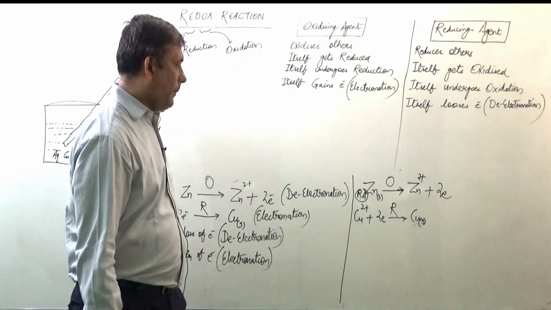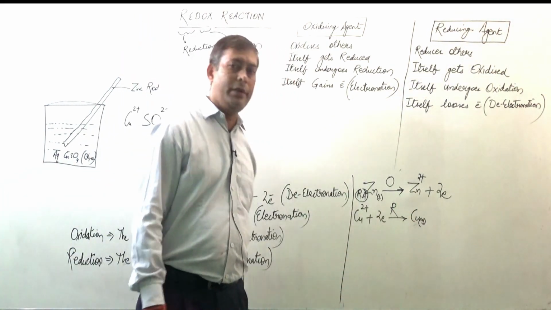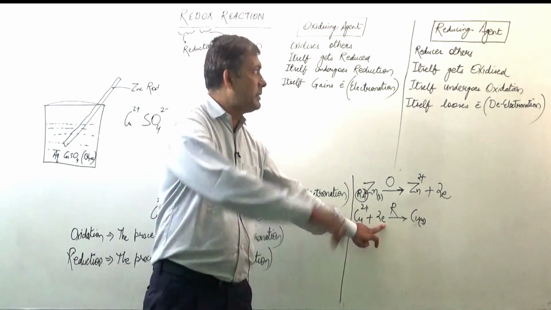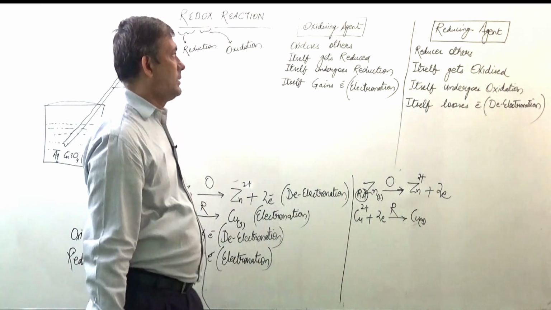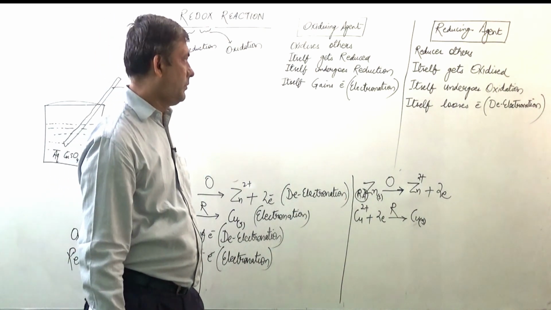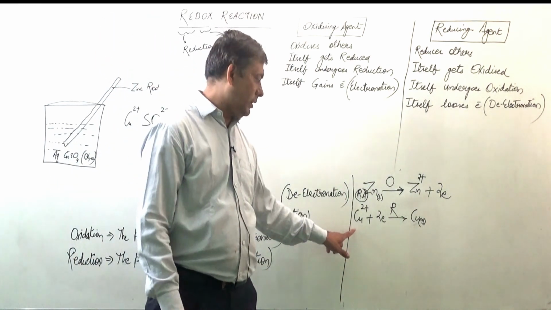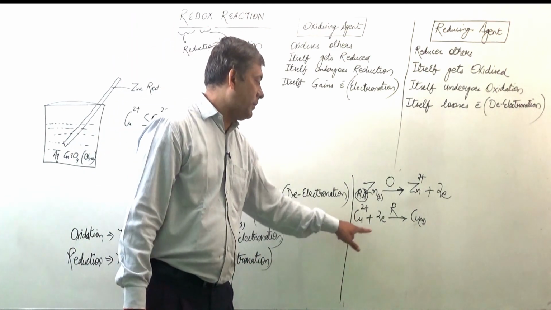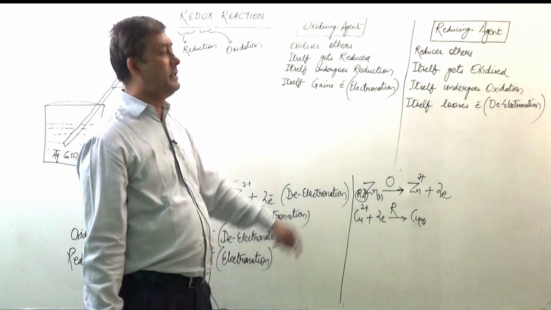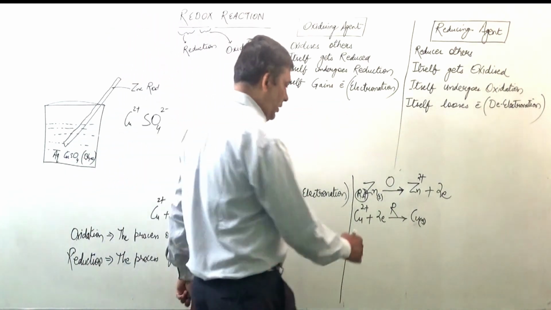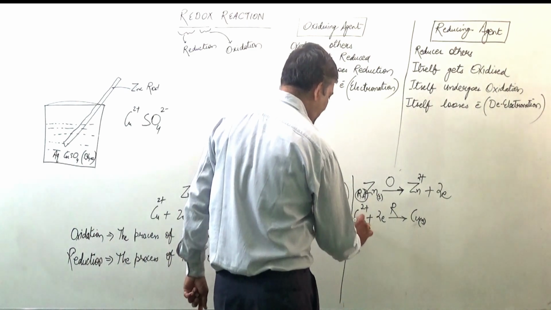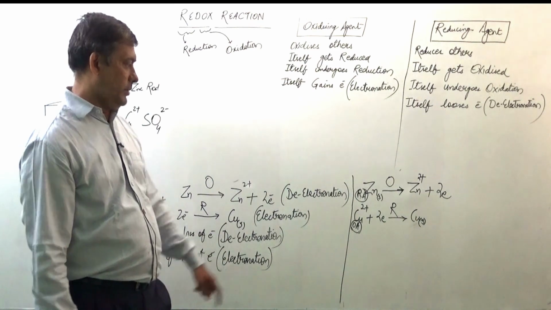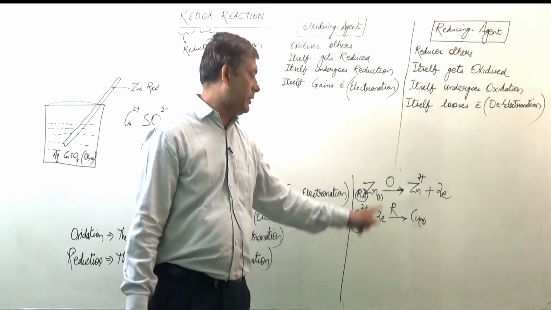And this copper ion is undergoing the process of reduction. The substance which undergoes reduction is called an oxidizing agent. Here copper ion is gaining the electron, means undergoing the process of reduction. Reduction means electronation. So this copper ion is an oxidizing agent, because it is gaining the electron, undergoing reduction.